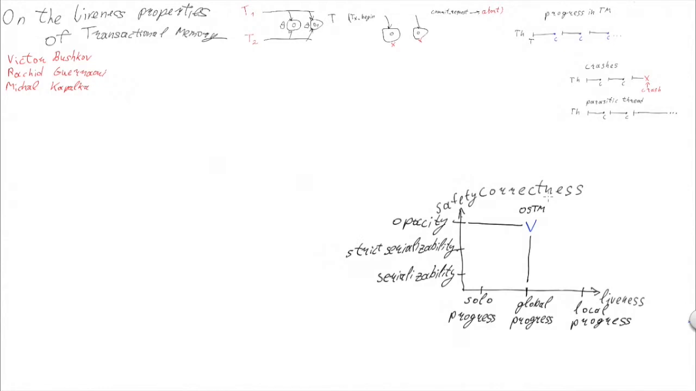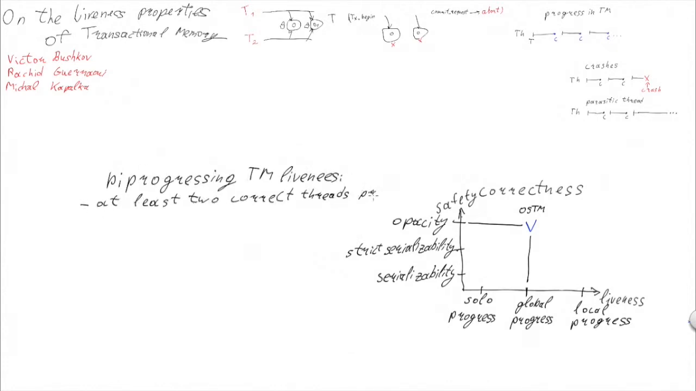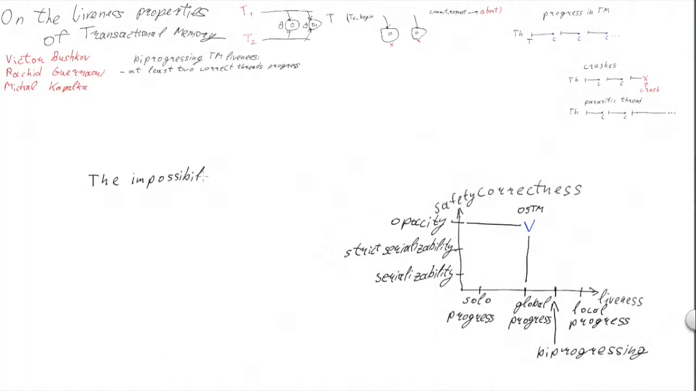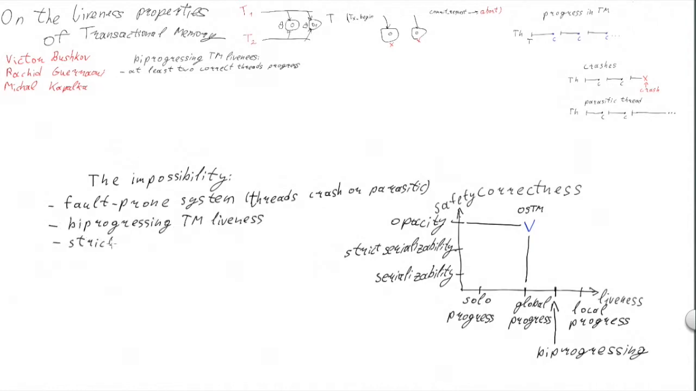To answer this question, we define a class of liveness properties called B-progressing liveness properties, which includes liveness properties that require progress for at least two correct threads. This class includes local progress, but does not include global progress, since every B-progressing liveness property is stronger than global progress. And we show that in a fault-prone system, that is a system in which processes can crash or be parasitic, it is impossible to guarantee both strict serializability and a B-progressing liveness property. For example, ensuring local progress in an asynchronous system results in violation of strict serializability.